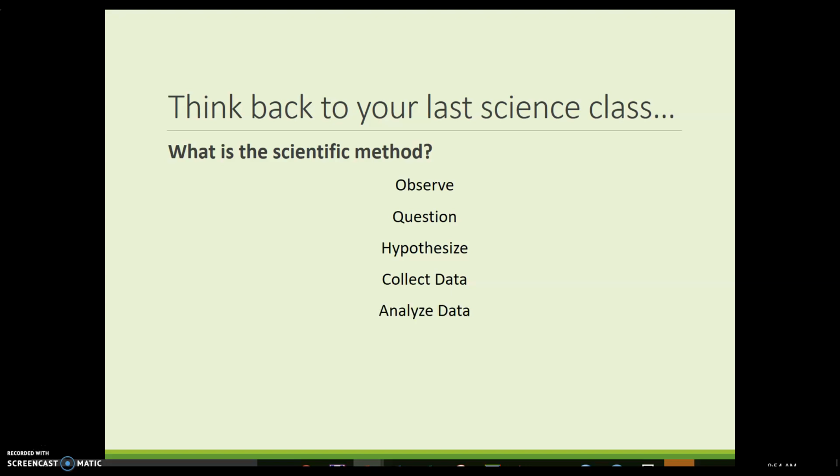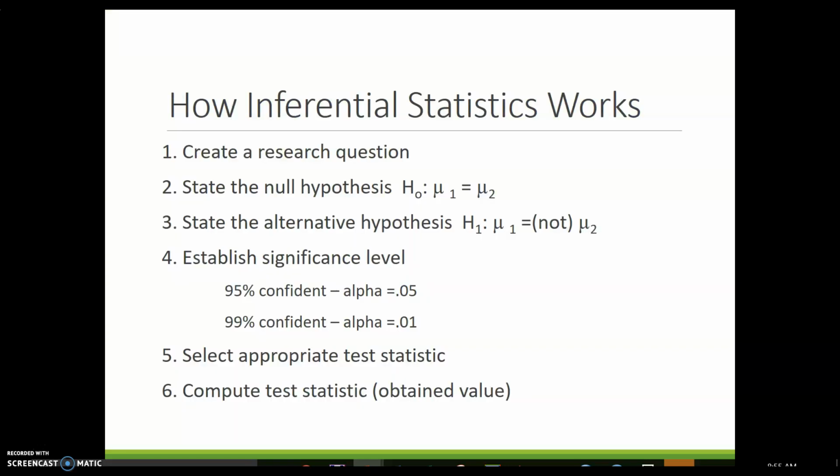We analyze it somehow, and we come to a conclusion. And we say, okay, was it this hypothesis or this hypothesis? And that leads us to a decision on what to do. So we asked a question for a reason. Hopefully that leads us to some sort of an action by the end. And usually that leads us to new research questions. It's the exact way that inferential stats works. It operates under the same system.